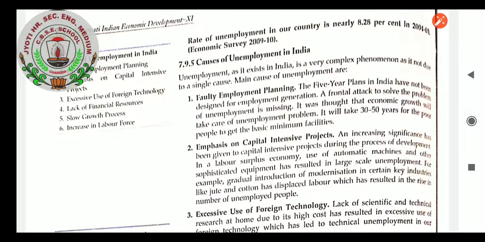Emphasis on capital intensive projects. An increasing significance has been given to capital intensive projects during the process of development. In a labor surplus economy, the use of automatic machines and other sophisticated equipment has resulted in large scale unemployment. For example, gradual introduction of modernization in certain key industries like jute and cotton has displaced labor, which has resulted in a rise in the number of unemployed people.